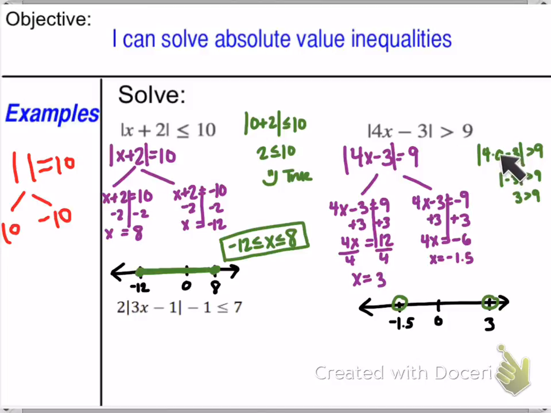Okay, let's take this piece by piece. 4 times 0 is just 0. Okay, 0 minus 3 gives me negative 3. And the absolute value of negative 3 is 3. So all I'm doing is simplifying this right side down to one number. Okay, this is going to come out to say 3 is greater than 9. And that is false. 3 is not greater than 9.